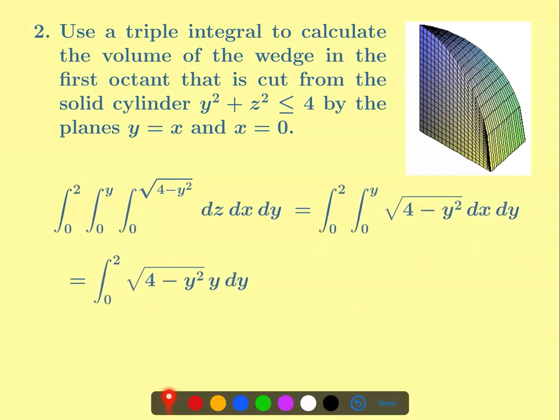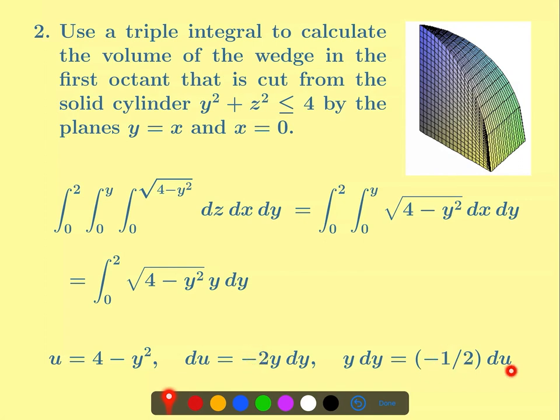So let me show you the substitution. We're taking u equal to 4 minus y squared. We're going to get du is minus 2y dy. I want to know what to do with y dy here. I'm going to divide by minus 2, so y dy equals minus 1/2 du, and that's what I'm going to put in for this y dy. So I'm going to have the square root of u, and then a minus 1/2 du. Minus 1/2 we can take out. We're integrating the square root of u du.